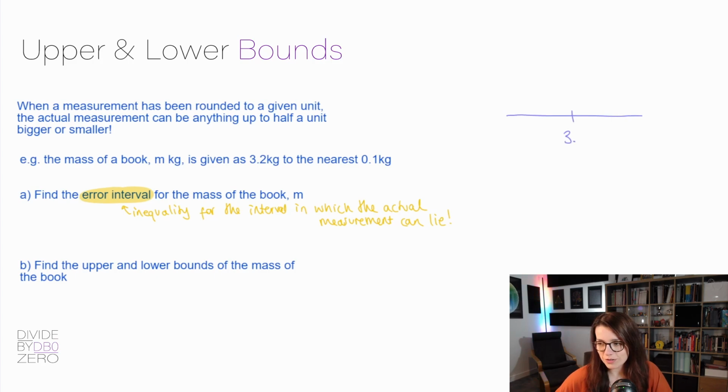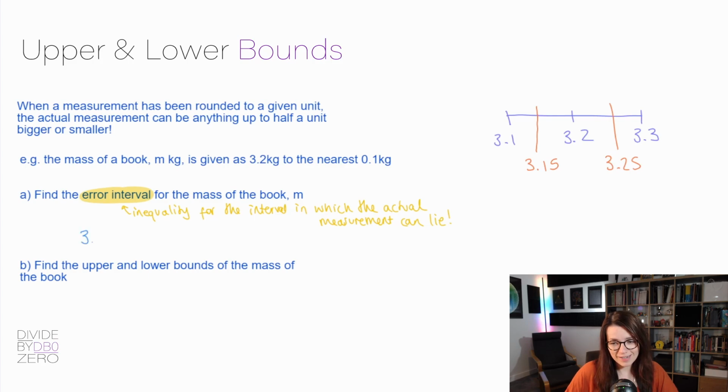Put 3.2 in the middle, and then because we're rounding to the nearest 0.1 kilograms, what would go on either side is 3.1 and 3.3. Now, to work out what numbers would round to 3.2, we need to think about what would be halfway between those two numbers. So on the lower end, it would be 3.15, and on the higher end, it would be 3.25. So we'll use those numbers for the error interval, 3.15 and 3.25.